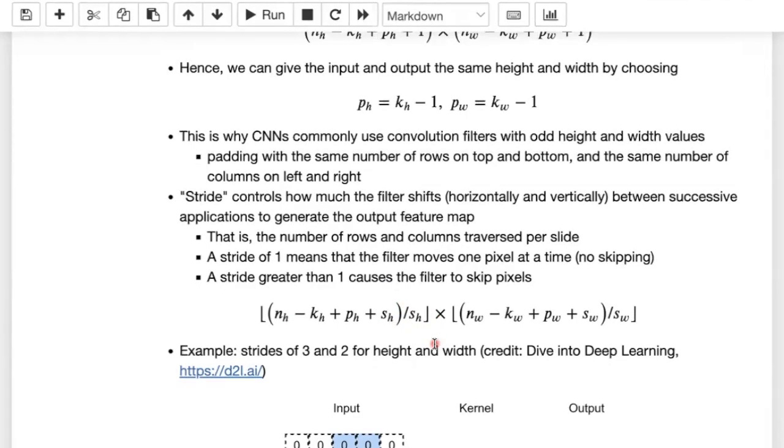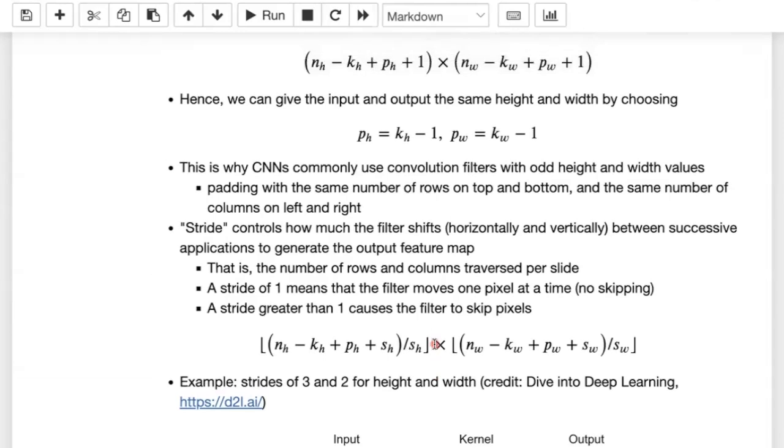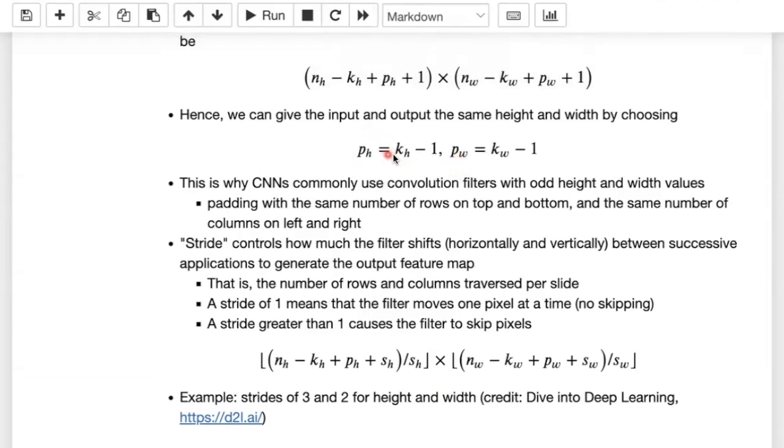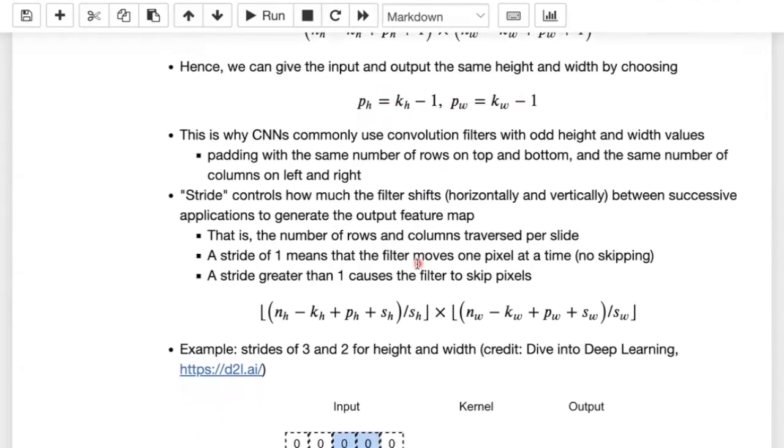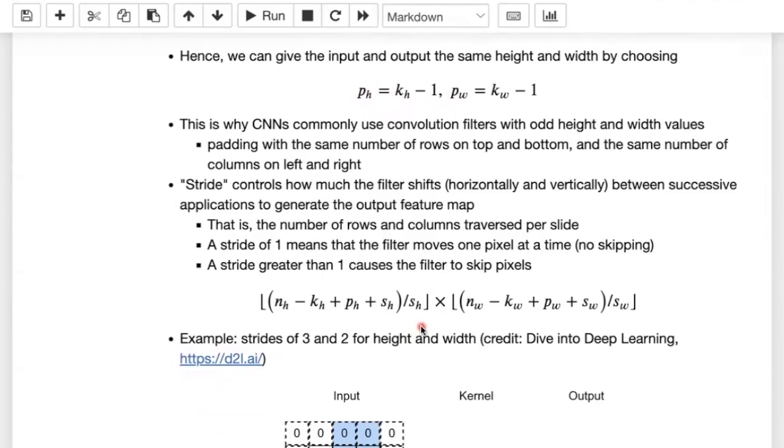So this is a general rule of thumb: if you want to make sure that your output has the same size as your input, then you can adjust the padding according to this formula. And if for some reason you want to decrease the size of the output by some factor, then that's easy. You can use a stride.